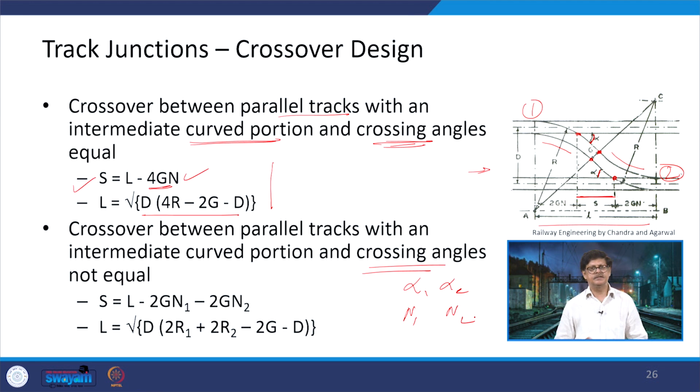That is the reason this value will get separated out and it will become L minus 2g n1 minus 2g n2. And similarly, in the case of lead rail, it will become under root of d into, previously we talked about 4r, now it is 2r1 plus 2r2 minus 2g minus d. So, more or less the things remain the same, the only thing is now it is split out because we have two different curves being provided.